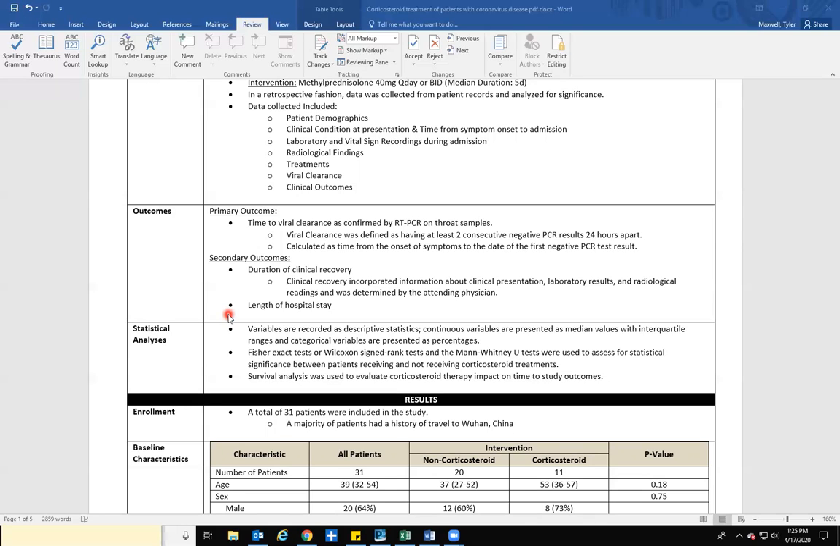And then the Mann-Whitney U test was used for continuous variables and their statistical analyses. Survival analysis was also used to evaluate the corticosteroid therapy impact on time to study outcomes. And survival analysis is used more often when we want to analyze an expected duration of time for something.